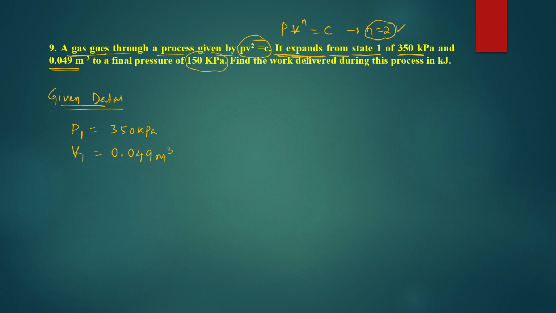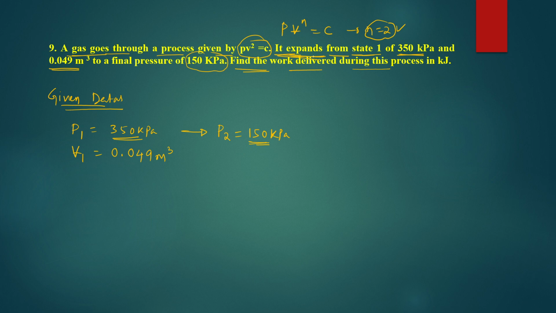And due to the expansion process, the pressure is decreasing, right? So here P1 is getting changed to P2, where P2 is 150 kilopascal, right? So initially pressure was 350 kilopascal. Now it has changed to a lower value, that is 150 kilopascal, right? And we need to find out the work delivered during the process, right?